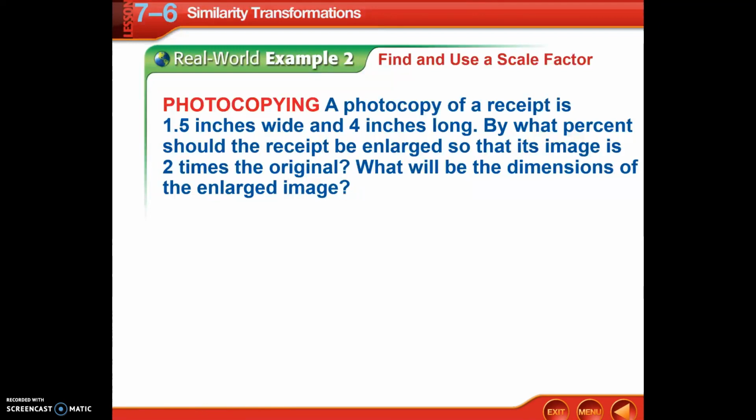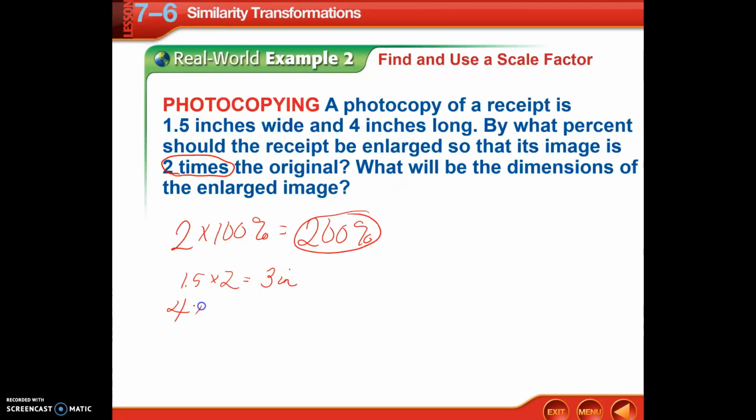What percent should the receipt be enlarged so that its image is 2 times the original? So if I'm copying something and just push the copy button, it's going to give me 100%. So if I want it 2 times the original, it's going to be 2 times that 100%, or 200%. Is what I would plug into the photocopy machine, and then the new dimensions would be twice as much, so 1.5 times 2, 3 inches, and 4 times 2, which would be 8 inches. So the new dimensions would be 3 by 8 inches.